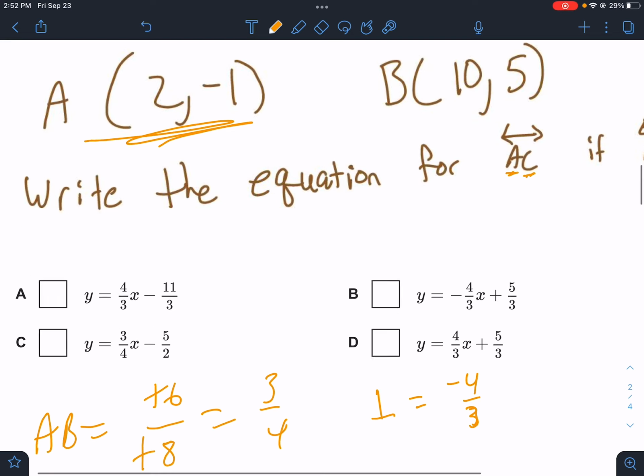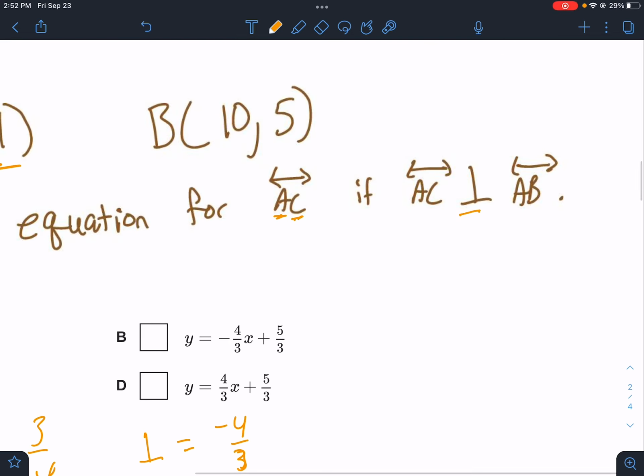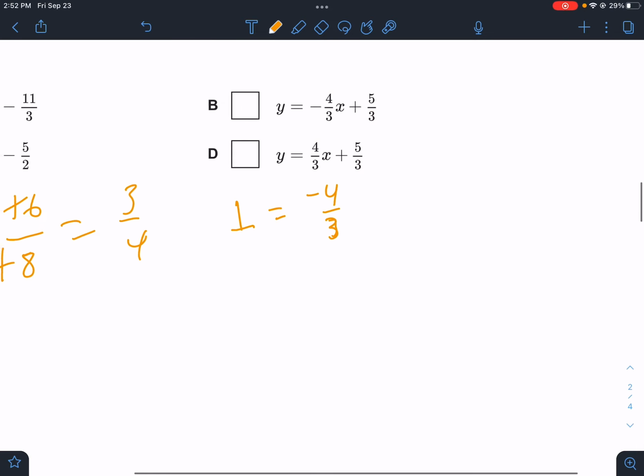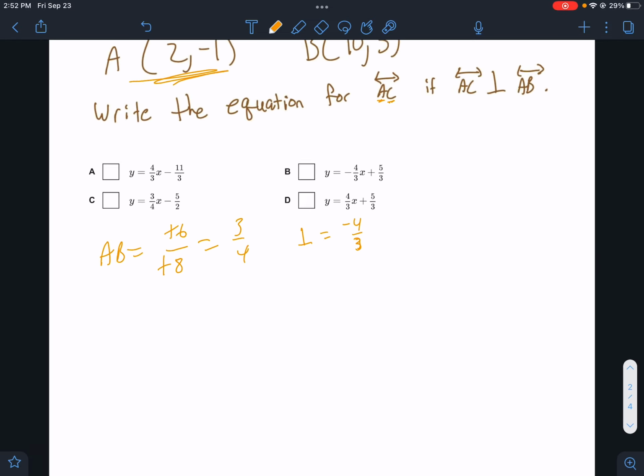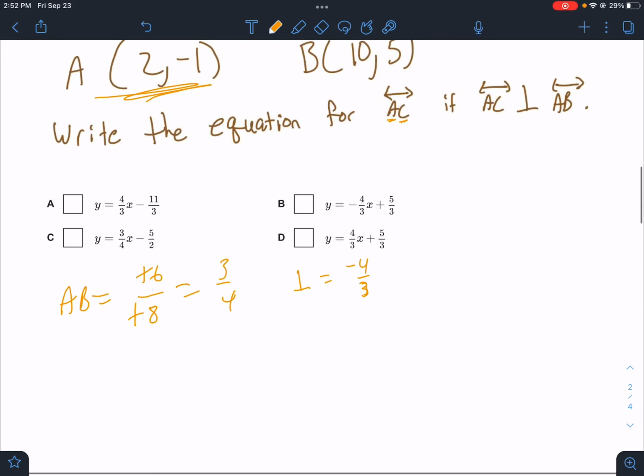I got a slope. How did I get the slope? It's perpendicular to AB. So I found the slope of AB, and I did the opposite reciprocal. Those are perpendicular slopes. If I have to write the equation of a line, perpendicular is just code for opposite reciprocal slopes. So I've got the slope. Now I need to use the point, in this case A.